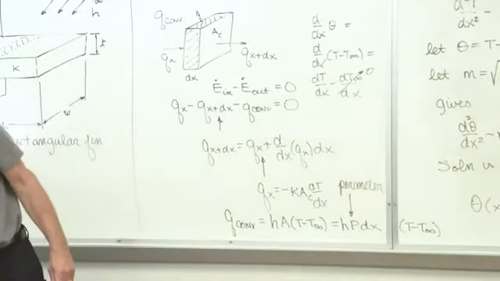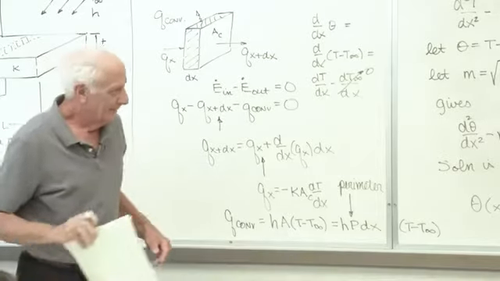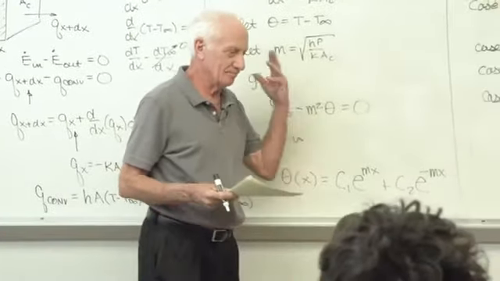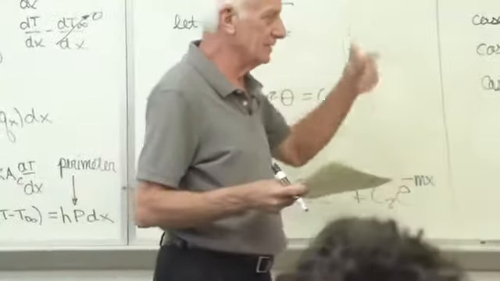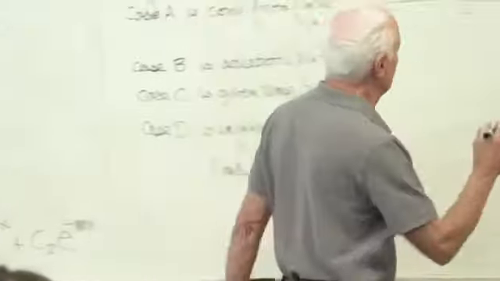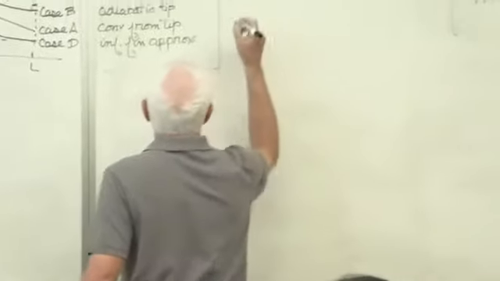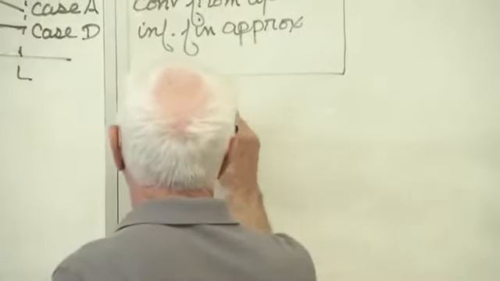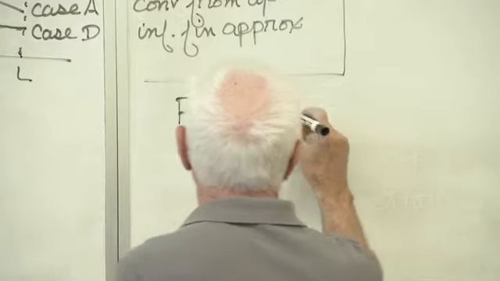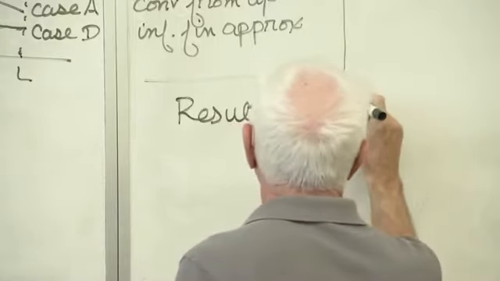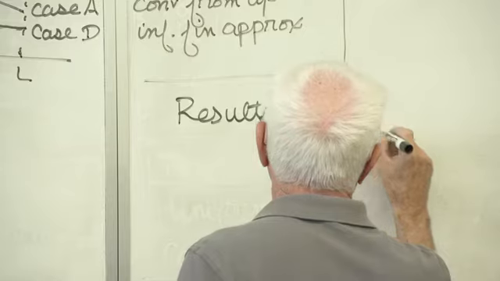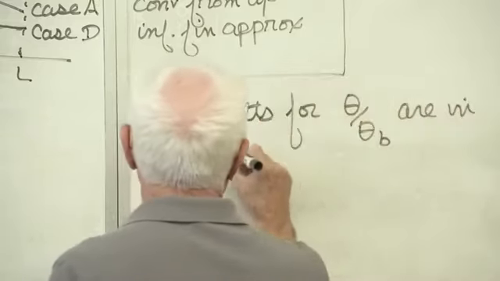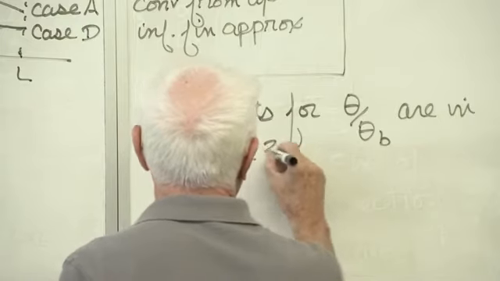Okay, so now he solves for C1 and C2 in the text. It takes a couple pages for several cases. I'm going to tell you where the results are. The results of that are in table 3-4.